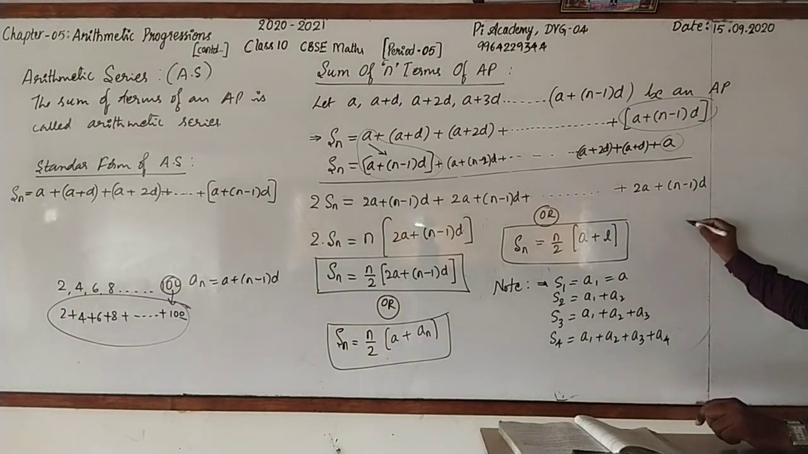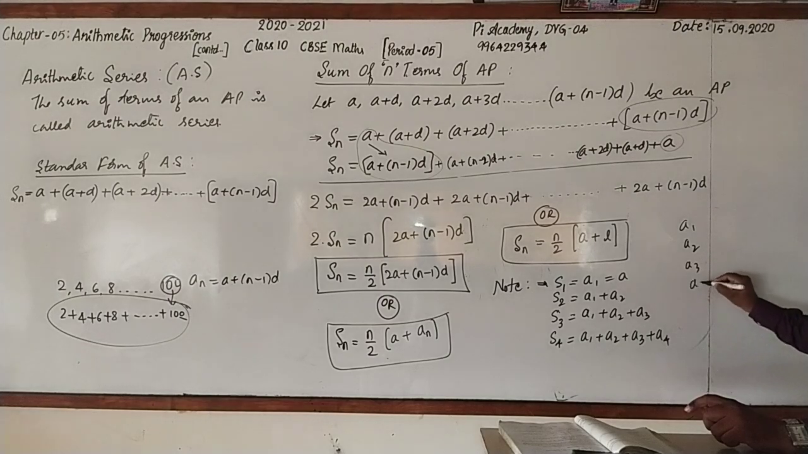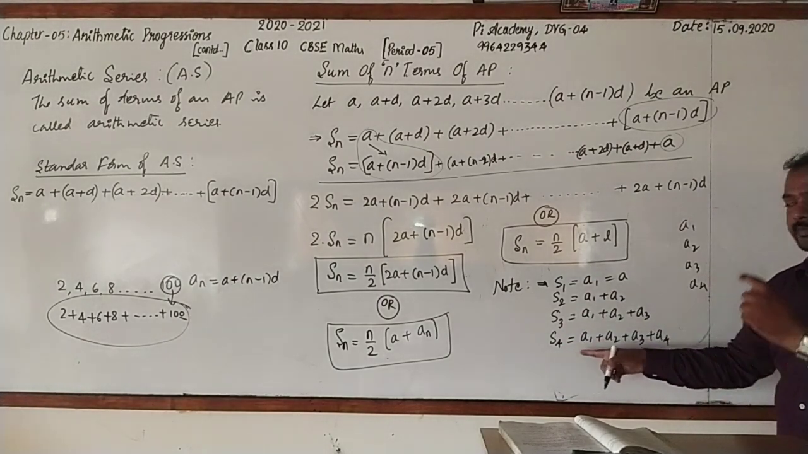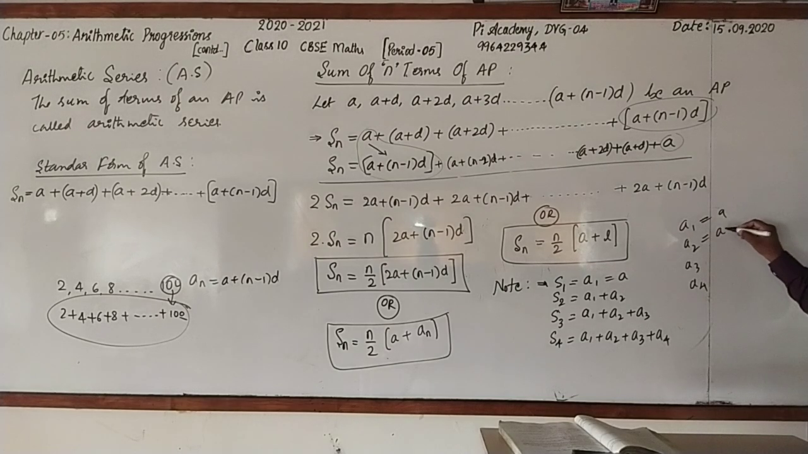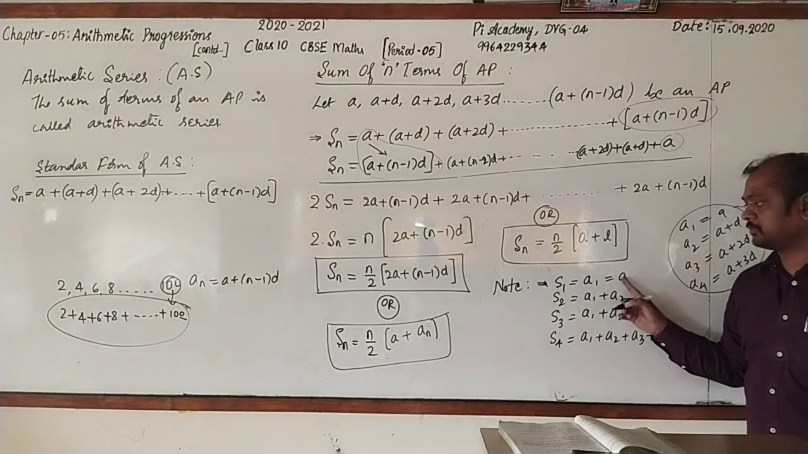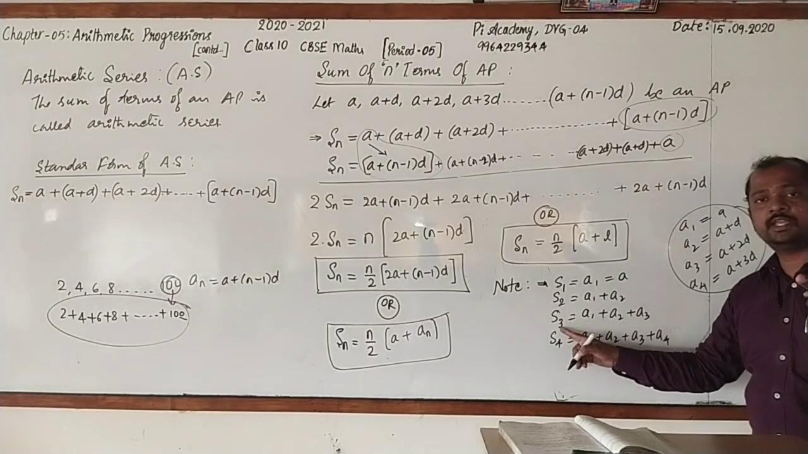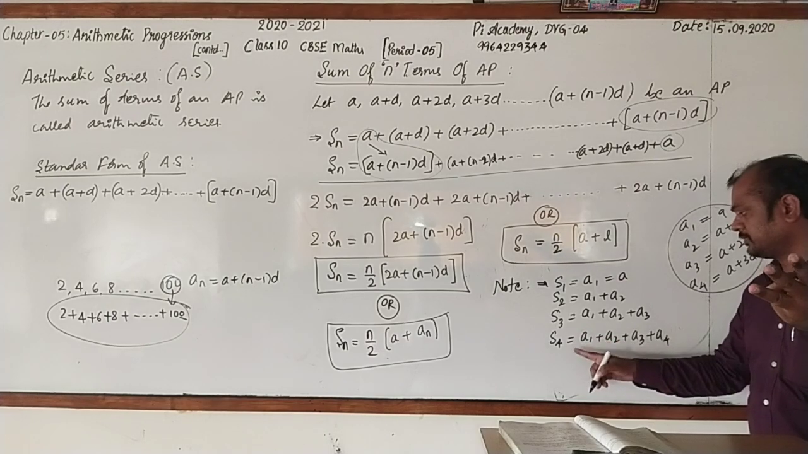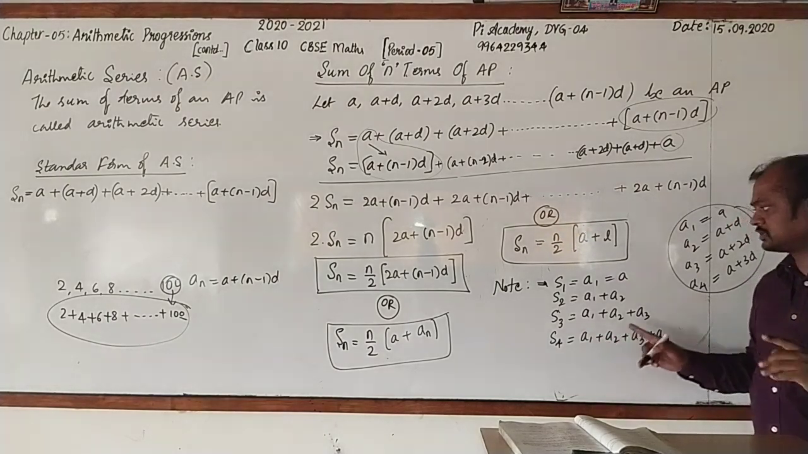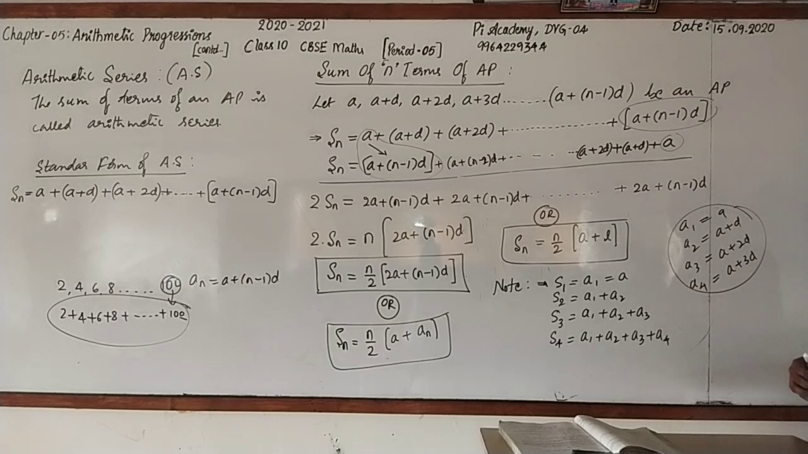There is a difference among a1, a2, a3, a4 and S1, S2, S3, S4. a1 is first term. a2 is second term, that is a plus d. a3 is third term, a plus 2d. a4 is fourth term, a plus 3d. Whereas S1 is first term. S2 is sum of first 2 terms, a1 plus a2. S3 is sum of first 3 terms. S4 is sum of first 4 terms. Yes, please go for copying this also in note up to here.